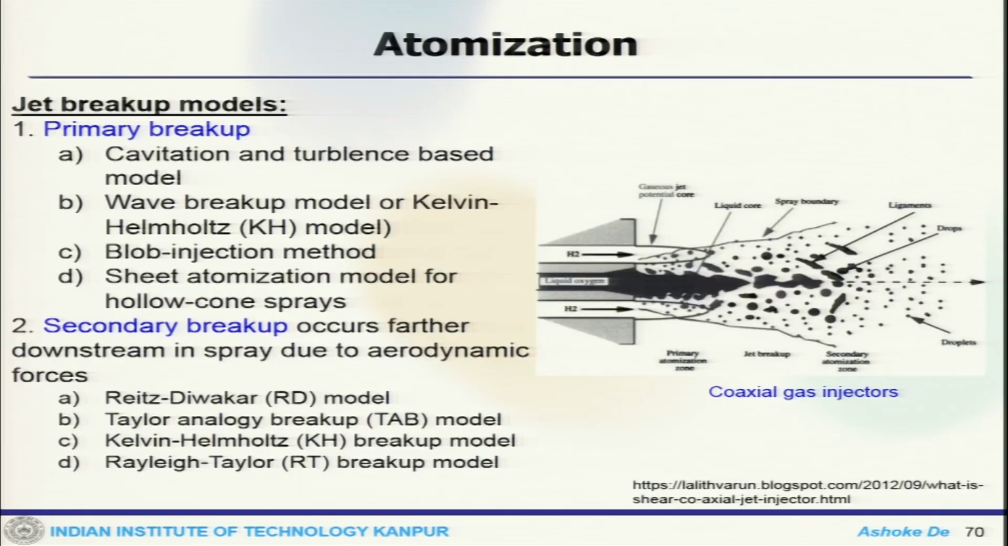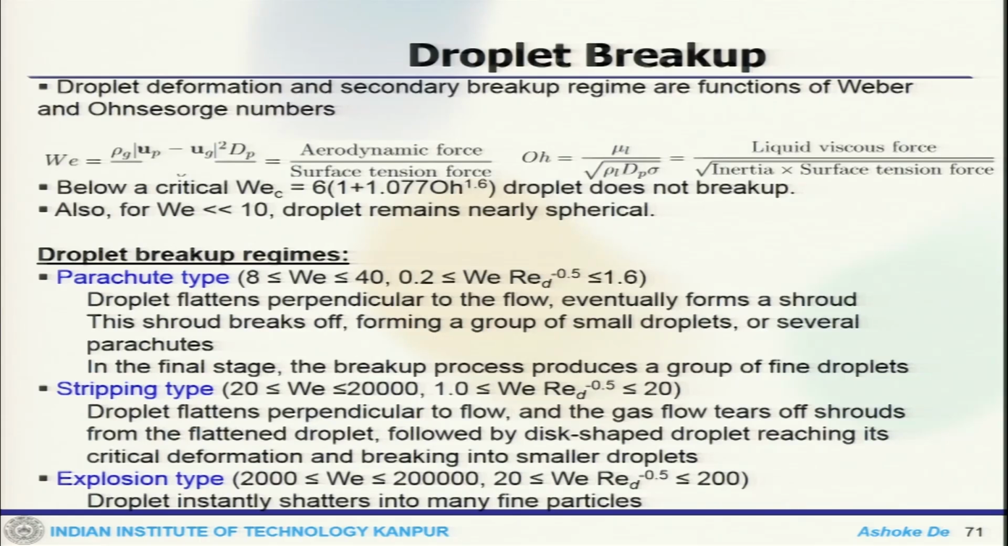In the primary breakup there could be cavitation and turbulence models, wave breakup models or the Kelvin-Helmholtz model, Blob injection or sheet atomization model, and there is another one which is quite popular, the LISA. Secondary breakup occurs downstream in the spray. So this is the spray boundary, this is somewhere the secondary breakup, and this is the primary breakup zone. So there are the Reitz-Diwakar model, TAB model, Kelvin-Helmholtz, Rayleigh-Taylor.